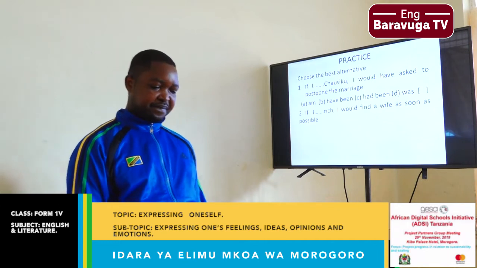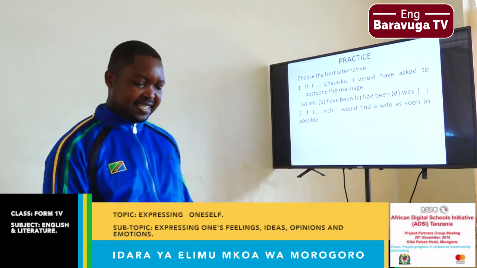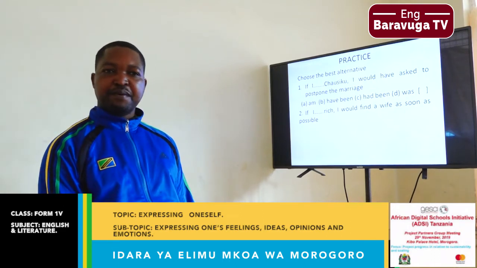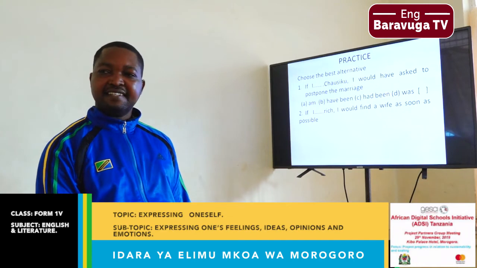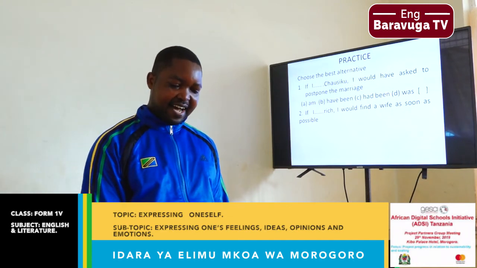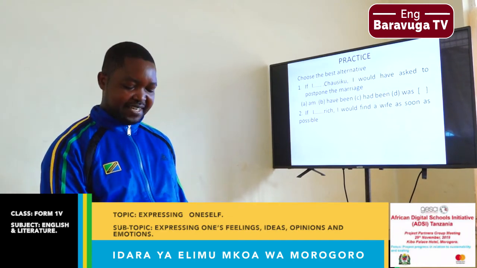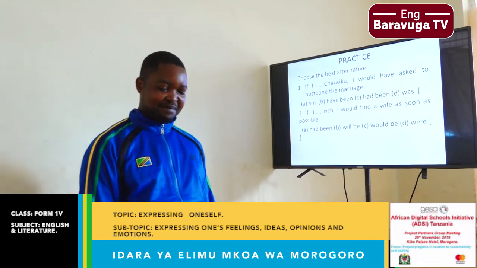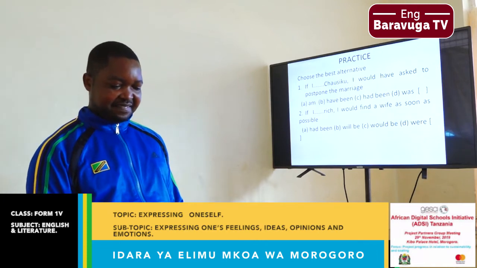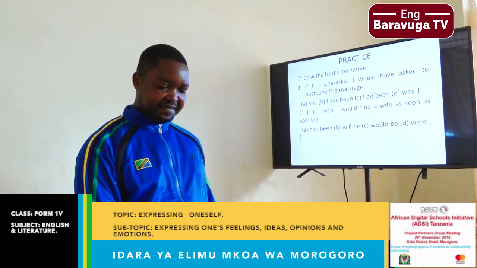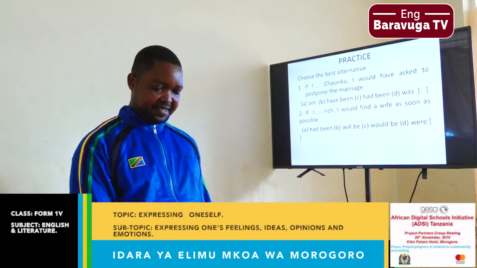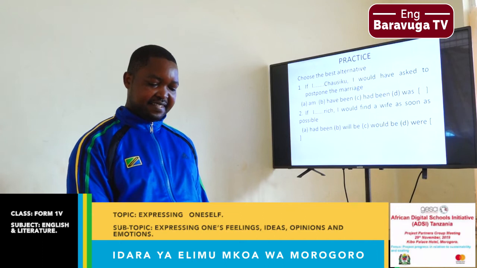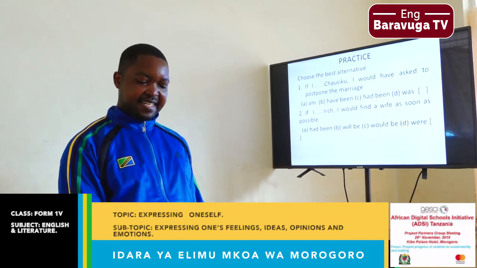Question number 2. If I dash rich, I would find a wife as soon as possible. These are the multiple choice answers for that question. We have A, had been. B, will be. C, would be. D, were.